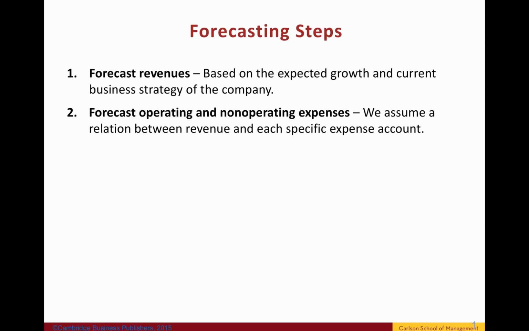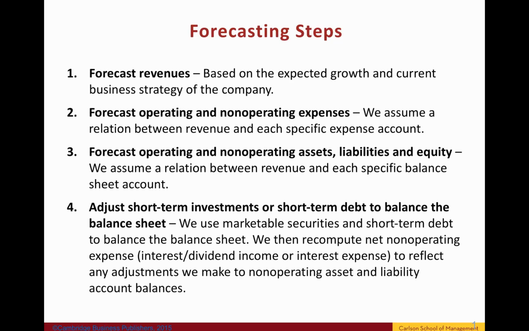Okay, so when we start looking at the forecasting steps, like I said, we're forecasting our revenue. That's going to be based on the expected growth and the current business strategy of the company. We're going to look at forecasting our operating and non-operating expenses. For this class and for the final exam, we're primarily just going to focus on our operating expenses. Then we're going to move to the balance sheet side of our financials. So we'll be forecasting our operating assets, liabilities, and equity.